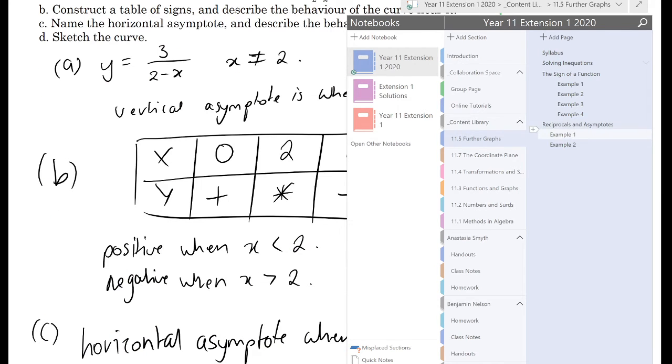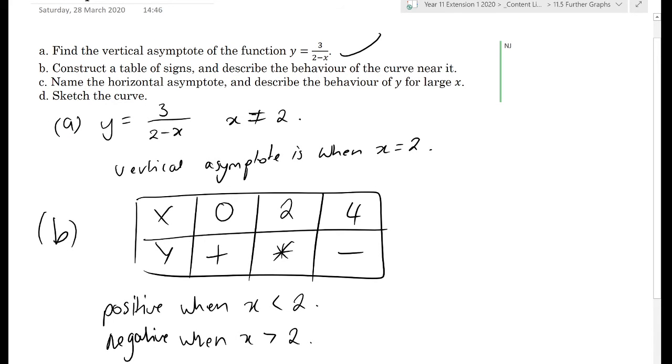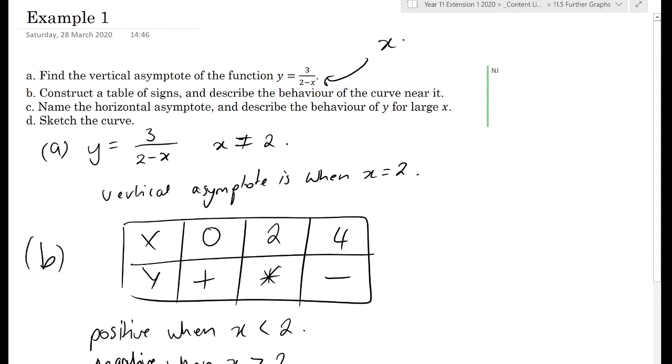Okay, so what does this number go to? If I put in a big number, let's say x is equal to 1 million, what happens to my equation? I'm going to do that on my calculator really quickly. We get 3 divided by 2 minus 1,000,000, so that's divided by negative 999,998. It doesn't really matter, we know it's big. And we get a very, very large negative.